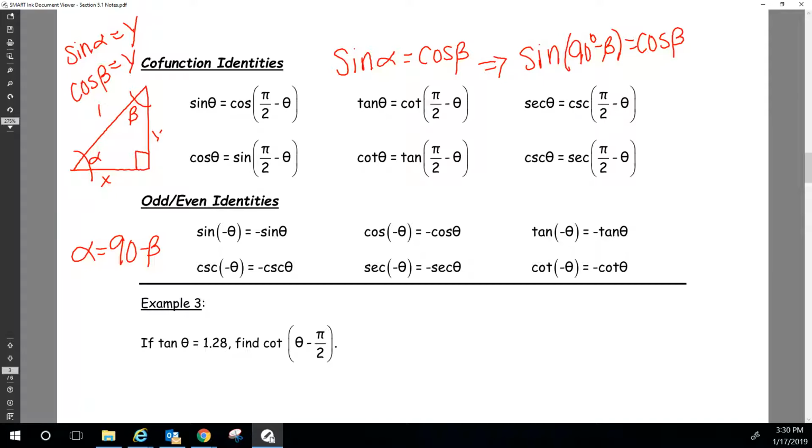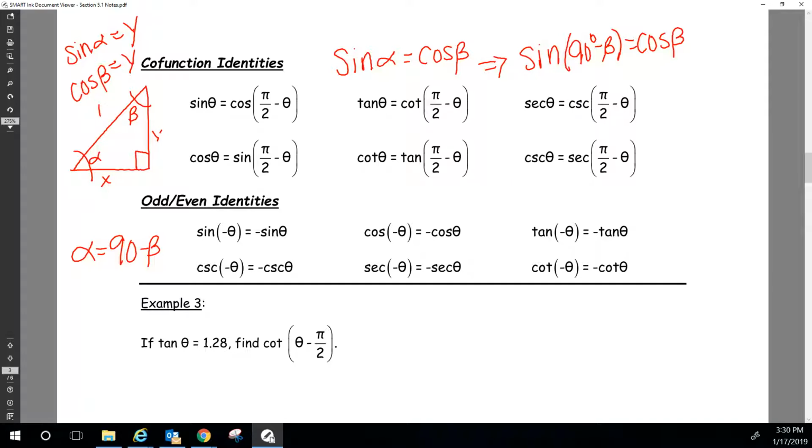Well, if we talk about 90 degrees in terms of radians, we're talking about pi over 2. So that's where we get these formulas from. Cosine of some theta is equal to sine of 90 degrees, or pi over 2, minus that theta. So cosine of theta is equal to sine of 90 degrees minus theta. They're called cofunctions because you can come up with these identities where they relate to each other.